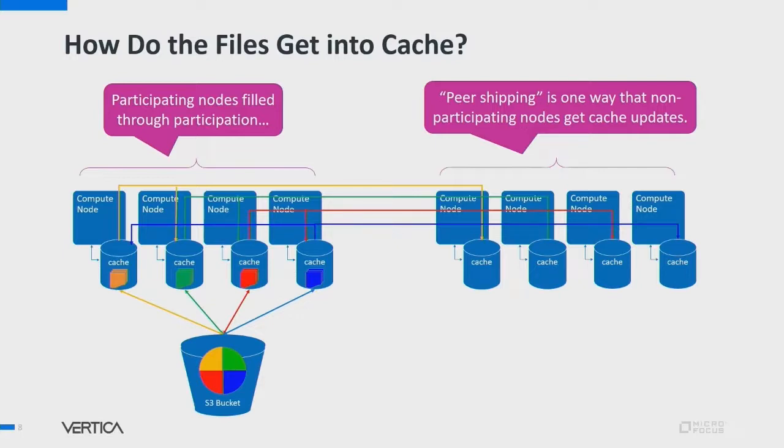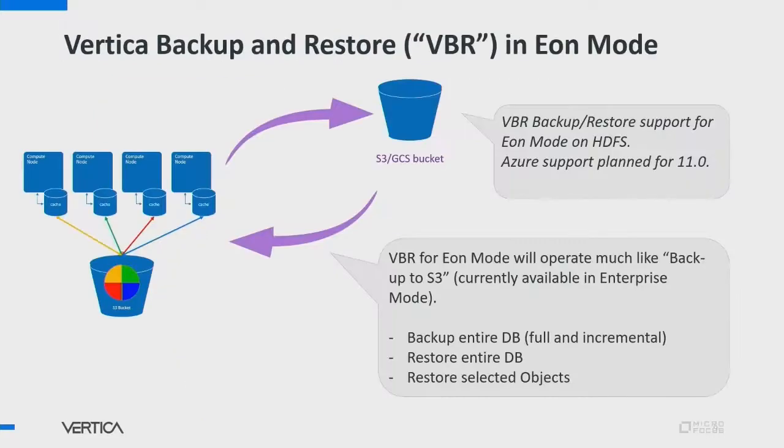To make sure that the depot is warm for other sessions as well, you can optionally have these participating nodes send the data files to non-participating nodes. In this picture, you can see we had 4 participating nodes, one for each shard. During peer-to-peer shipping, each of these nodes will transfer the files to another participating node and then to one or more non-participating nodes so that their depot has hot data as well. This process is off by default, but again, depending on your use case, you can turn it on at subcluster level or database level and have all the subscribers get the latest data in their depots.